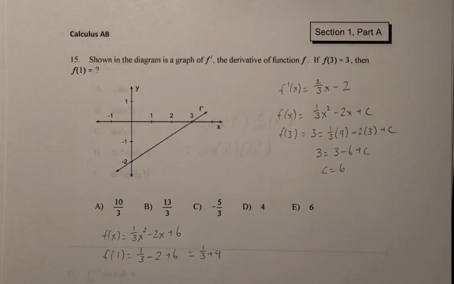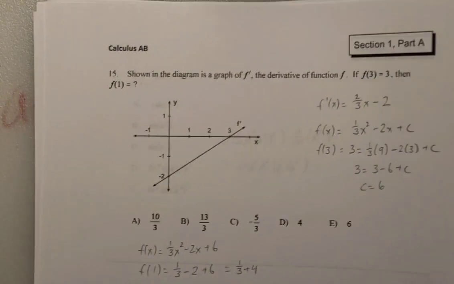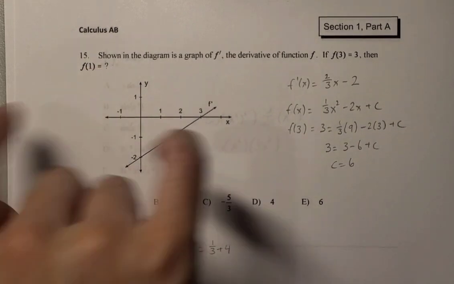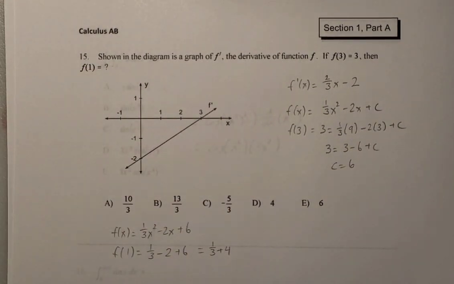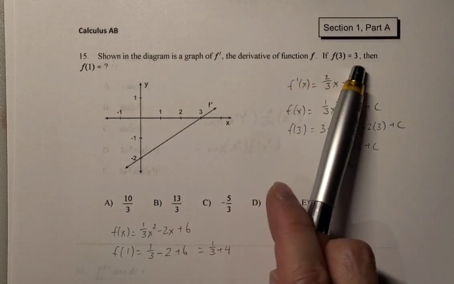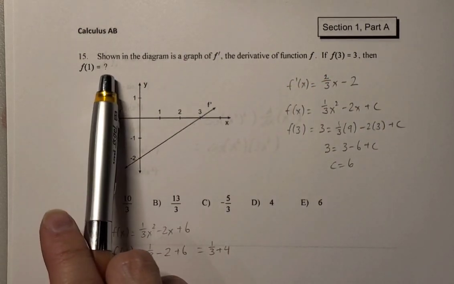Okay, here I'm going to finish solving the no calculator portion of this mock AP Calc AB exam that I found by Lucid Education. Okay, let's finish this. So we left off on 15. Shown in the diagram is a graph of f prime, derivative of f. If f of 3 is 3, then f of 1 is equal to what?